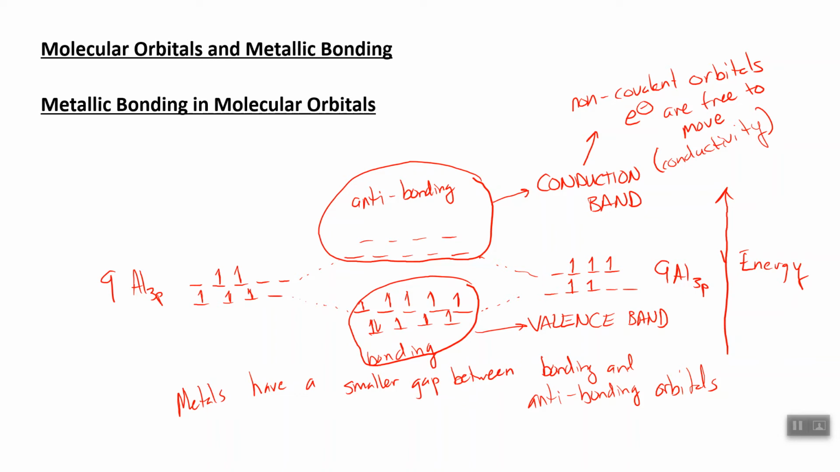Right? And so this is just another way to look at this idea of non-covalent bonding, metallic bonding, that again explains a physical property of metals. Metals conduct electricity because they have these empty conduction bands that are easily accessible because the gap between the conduction band and the valence band is very small. All right, so that's that.